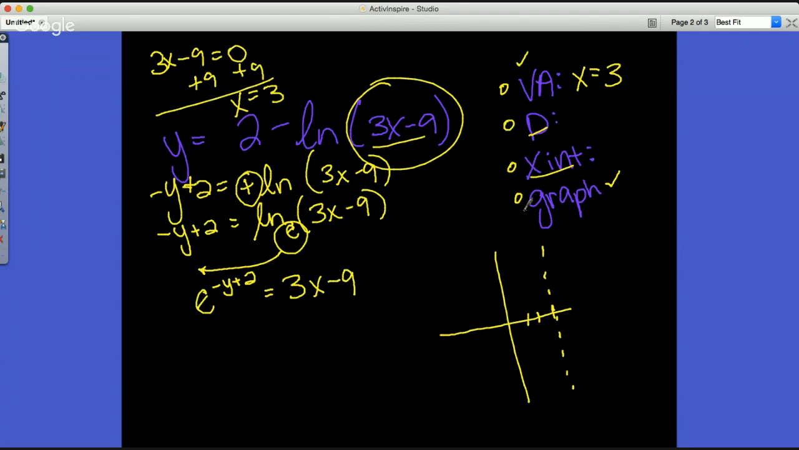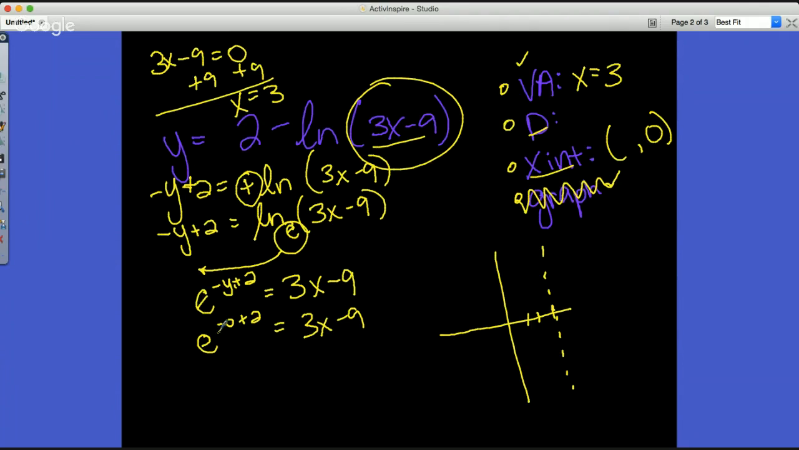But now that I think about this, I don't think the problem said that we had to graph it. So guess what? We could actually throw that one out. What helps me here is that I know for the x-intercept, I want to plug 0 in for y, right? Well, what I just did helps us, because if I did that, I'd have e to the negative 0 plus 2 equals 3x minus 9, which would be the same thing as e to the second.